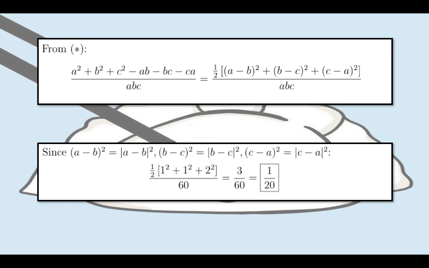So 1 half of the quantity 1 squared plus 1 squared plus 2 squared all over 60. Simplify the numerator, you're going to get 3. So 3 over 60, and this gives us 1 over 20 in lowest terms. And this will be our final answer.